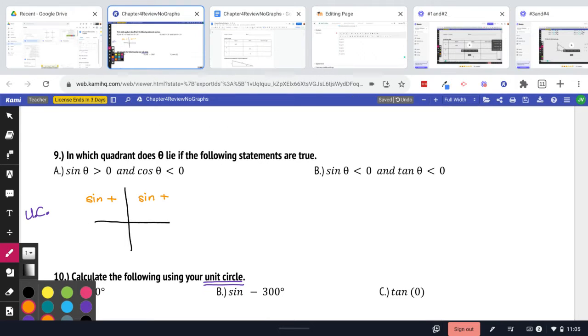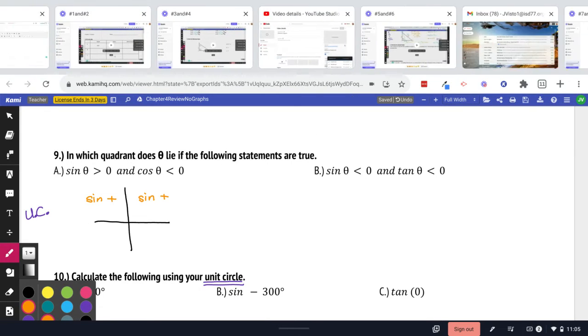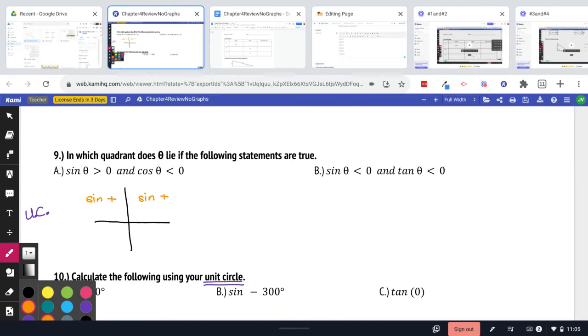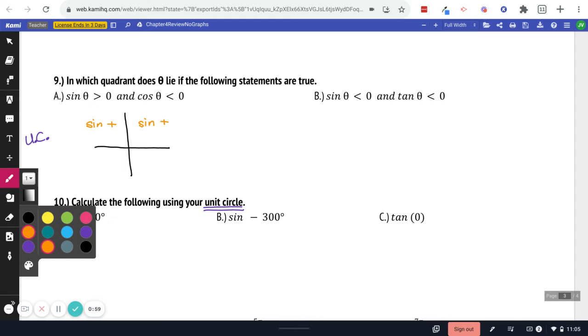If you don't have your unit circle, maybe, where's yours? Oh, I guess I don't have it pulled up. Anyway, if you don't have yours, you might want yours. It might make your life a little bit easier. But that's where sine is positive. We have that written in there on our unit circle. Hopefully you have it written in on yours.